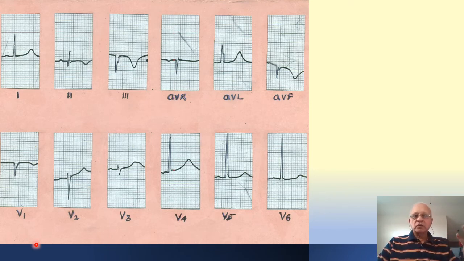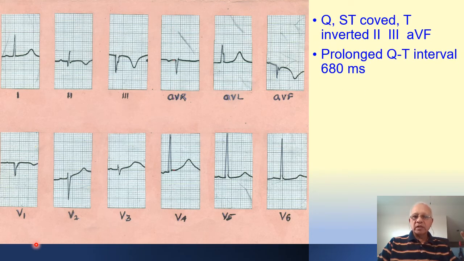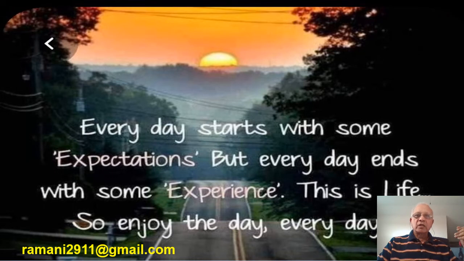Okay, so that was the finding: the Q waves, the prolonged QT interval, and acute infarction with long QT interval, right? So friends, I'm sure that you would have interpreted all this correctly and answered all three questions.